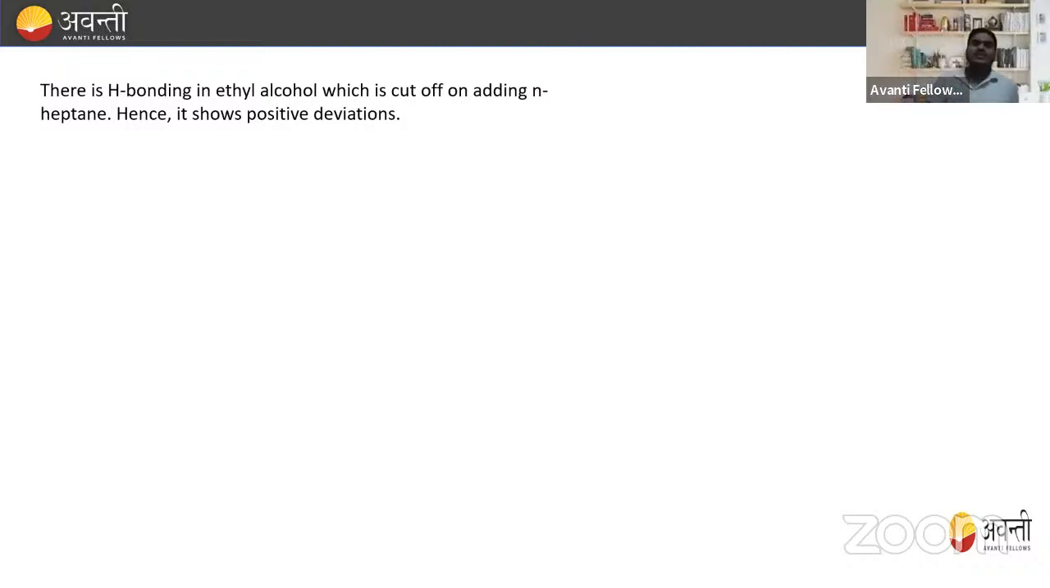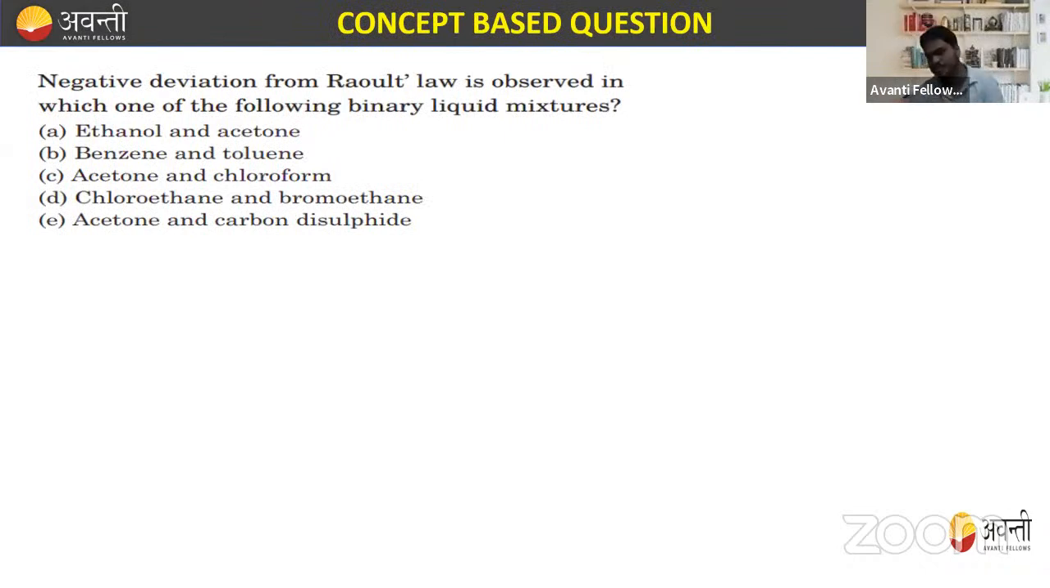So whenever we take two liquids like alcohol and hydrocarbon, or we say heptane, hexane, octane, nonane, it always shows positive deviation, right? So this is also very important. Now, let's move to the next question.